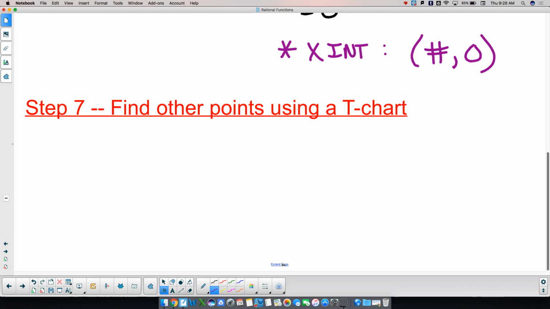So the last step is we're going to find other points using a t-chart. And that's simply just picking some x values, plugging it into our function, and getting out their corresponding function values. You've done t-charts before, so I'm not going to spend much time on that one.